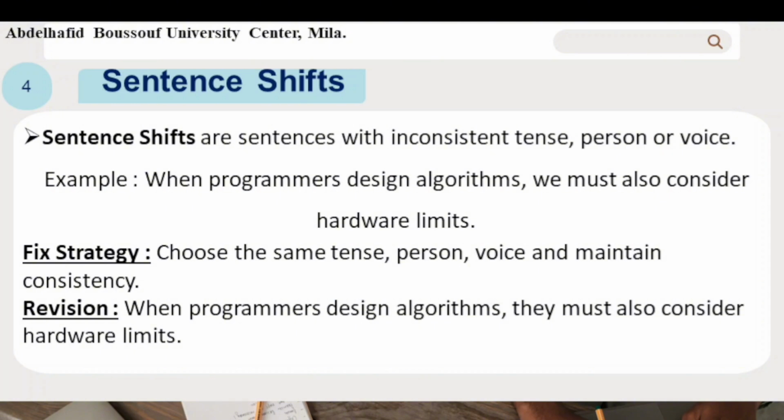I know you might think that you are a programmer and you say we as part of the programmers, but you cannot really say that because you are talking about programmers. If you want to include yourself, you have to say I as a programmer. And I don't think you want to say that because it's going to be wordiness. You say, when programmers design algorithms, they must also consider hardware limits. This is correct English.